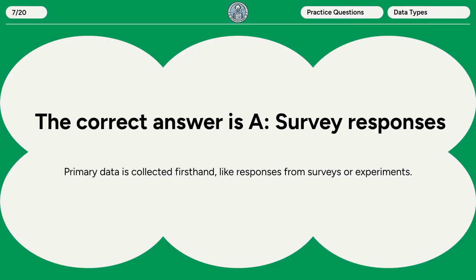The correct answer is A. Survey responses. Primary data is collected firsthand, like responses from surveys or experiments.